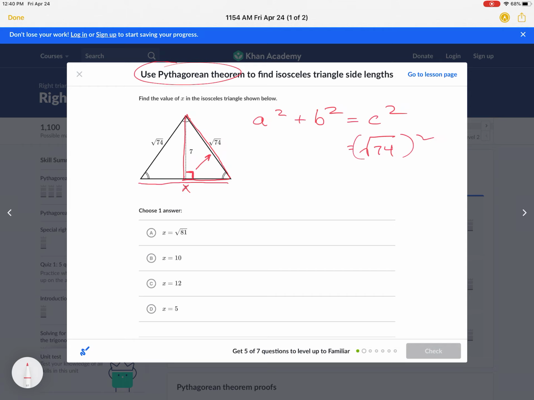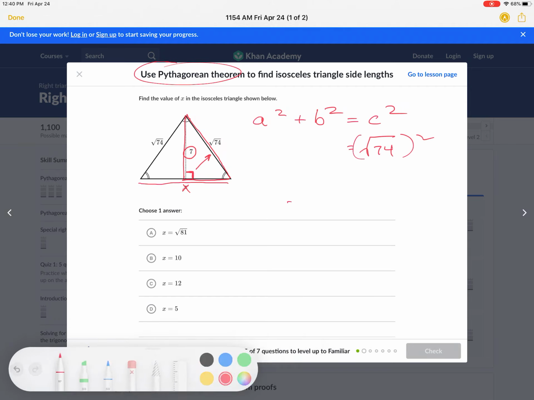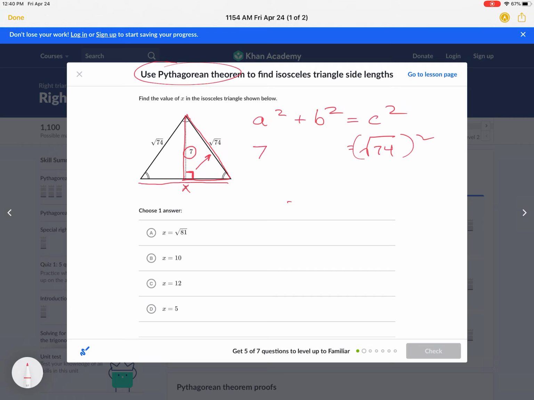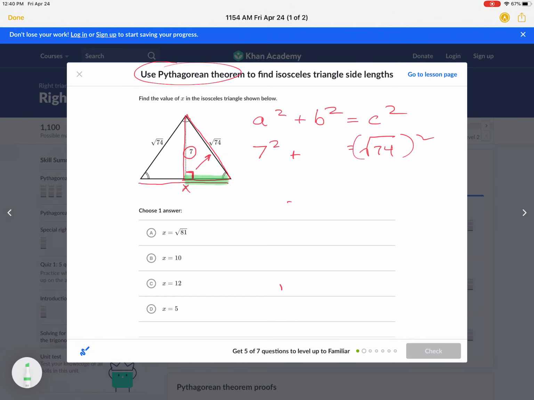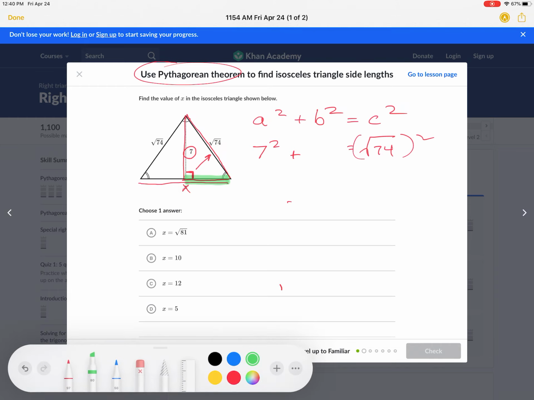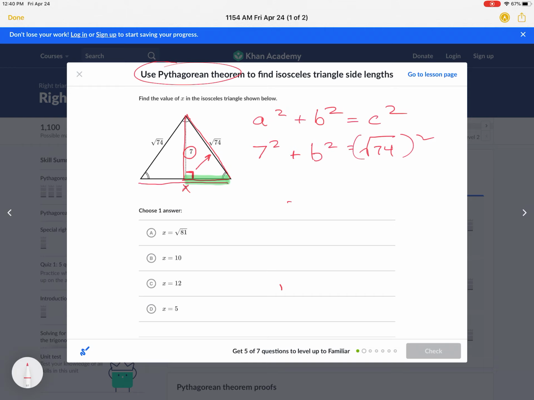All right. So we do c squared, and that is equal to, we'll call this a. We'll call a 7, so we'll do 7 squared, and then we're going to call this length right here, we're going to call that b, all right? And we're going to work to solve for that. All right, so we're going to just simplify this down a little bit.